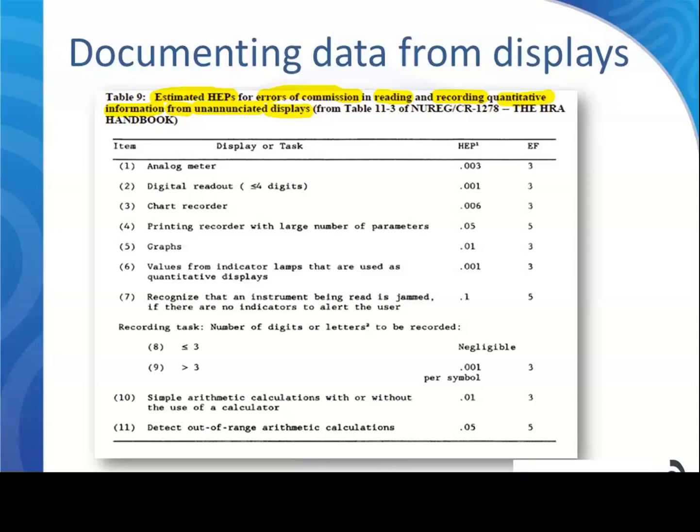So if I'm using an analog meter, my probability is 0.003. But if I'm using a digital readout and it's less than four digits, it comes down to 0.001, which is the lowest observable rate. And this comes from data from across industries. And this 0.001 is the lowest observable rate in critical activities, and it's pilots. And there is a very strong internal motivation there that is very difficult to replicate in other scenarios. So chart recorder, 0.006. Printing recorder, with a large number of parameters, then it goes up, and so on.